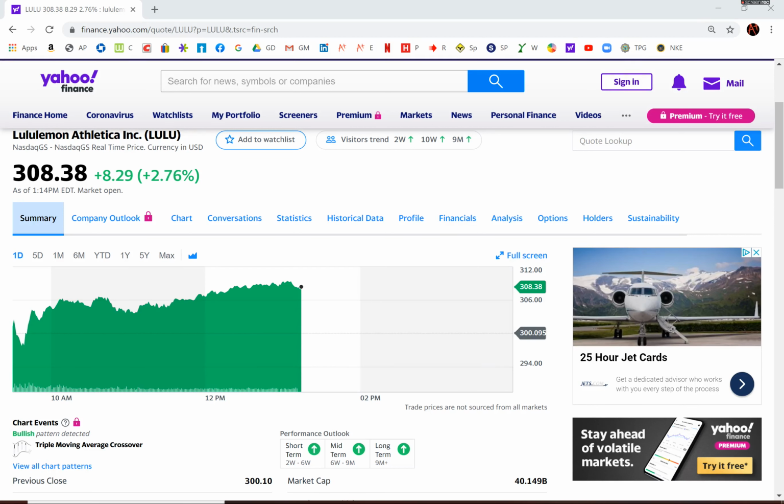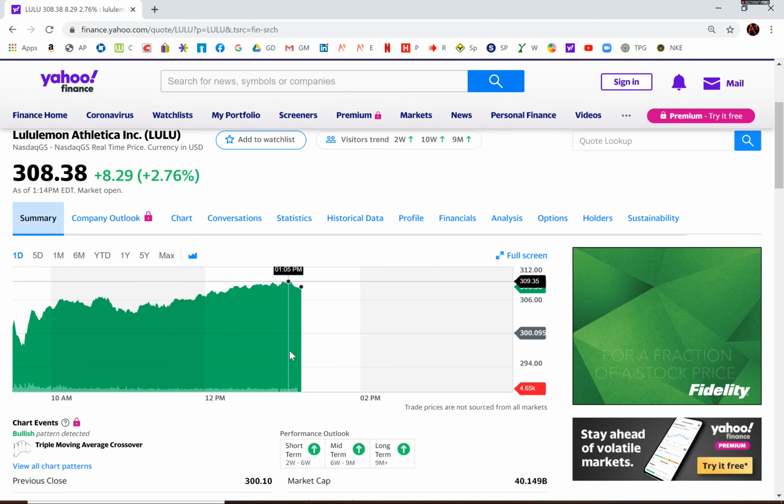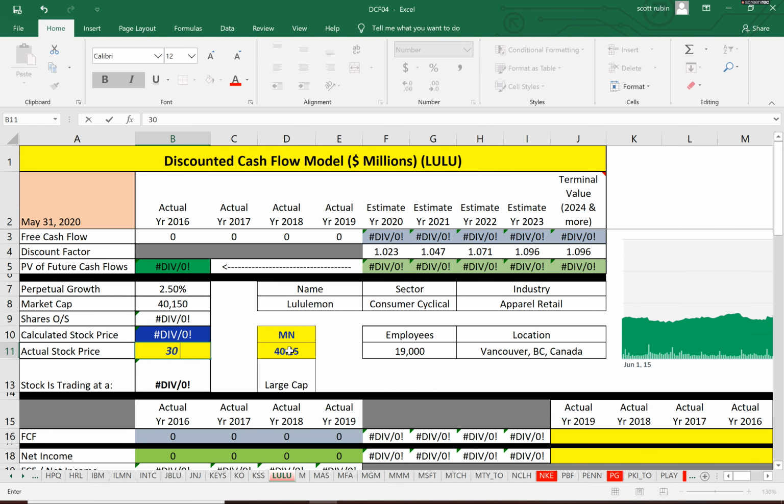Let's calculate the stock price for Lululemon. First, we need the market cap, which is 40.15 billion. Then we need a stock price, which is 308.38. And now we can figure out the shares outstanding, because the market cap divided by the stock price gives you the shares outstanding, 130 million.